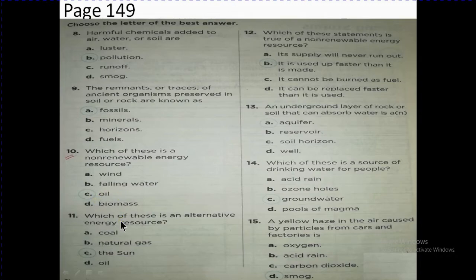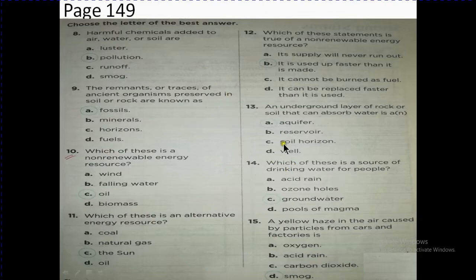For question 11, the best option is option C, the sun. Number 12 is B. Number 13, A. Number 14, C option. And number 15, the last option, is D, smoke.